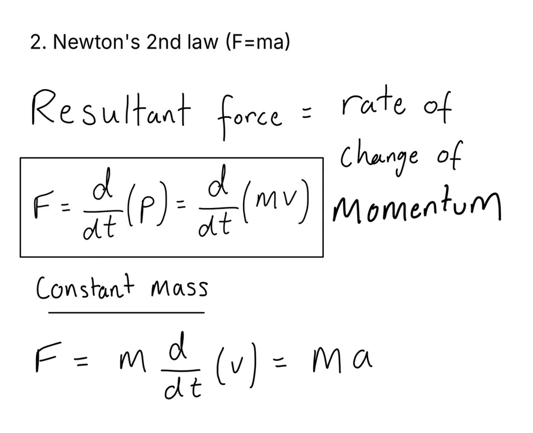The second law is the one you use the most, and you may have seen already. In its full form, the resultant force equals the rate of change of momentum. We'll come back to that next lesson, but for constant mass it simplifies to the version that you know, F equals ma. And I want to underline one word, resultant.